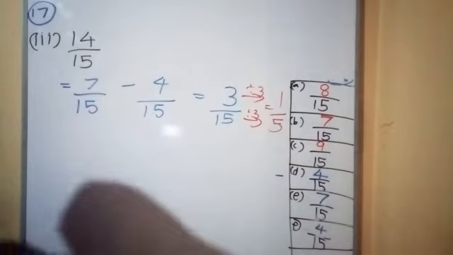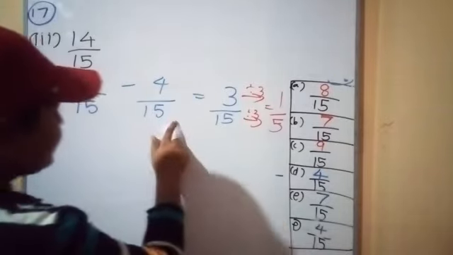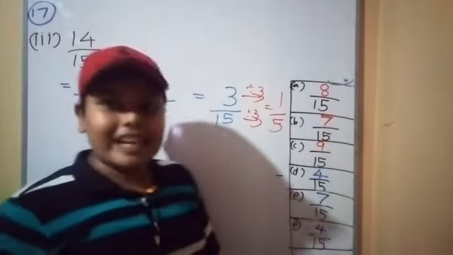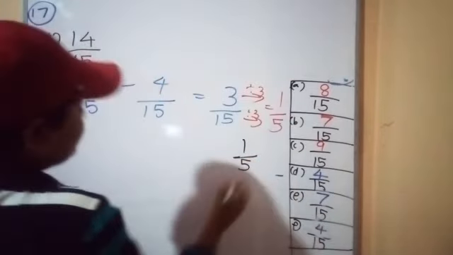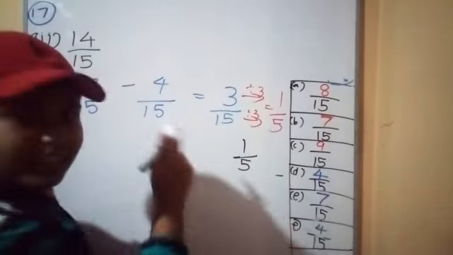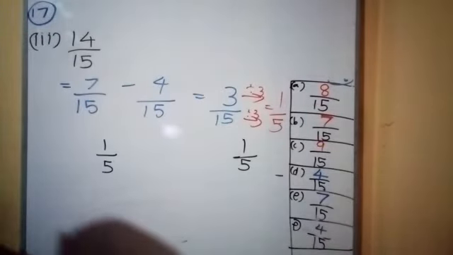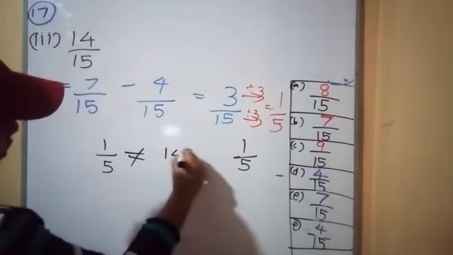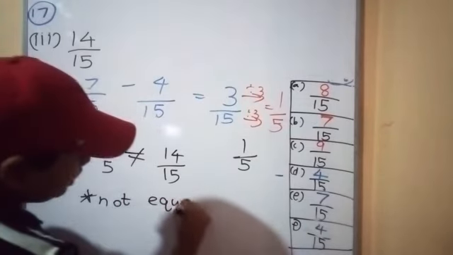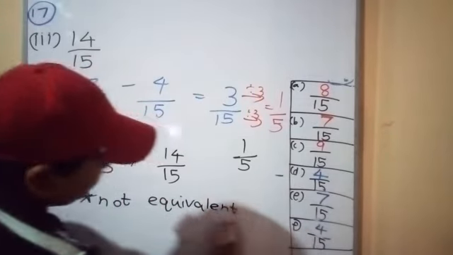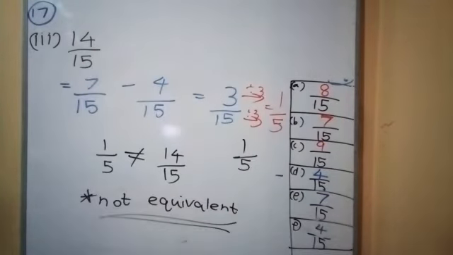They ask for the result of subtracting the fraction relevant to composite numbers from odd numbers. These are the composite numbers. These are odd numbers. That is the relevant subtraction. The remainder is 1 over 5. Now is it equivalent? You get 1 over 5. That is not equivalent to 14 over 15. So you can write not equivalent. This is the method.